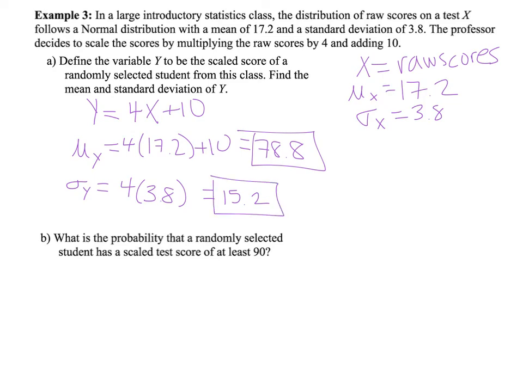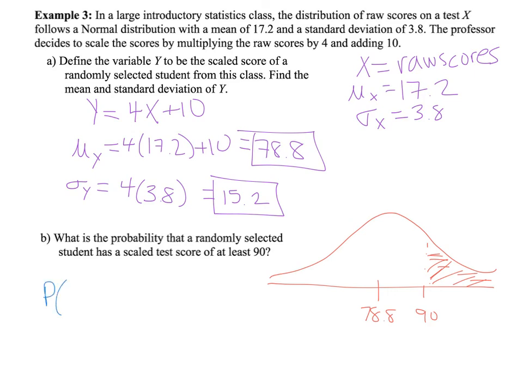All right, the last question on this example is: what is the probability that a randomly selected student has a scaled test score of at least 90? What we're going to do now is draw a normal model. We know that our mean is 78.8, and our standard deviation is 15.2. I'm going to put 90 right here, and we're going to look for the area above that. I'm going to write this as the probability that Y, my scaled score, is greater than or equal to 90.